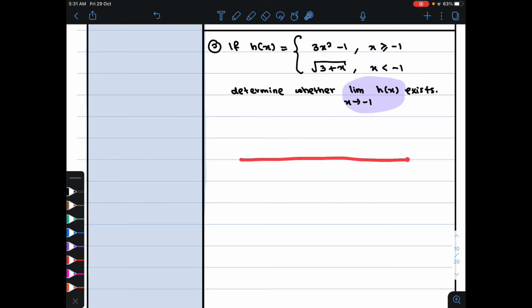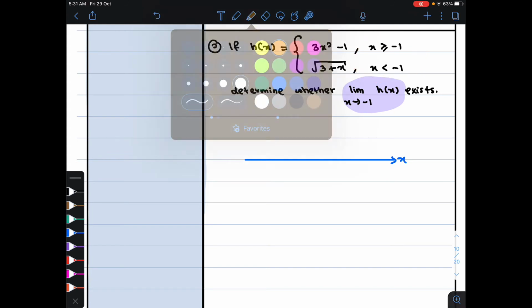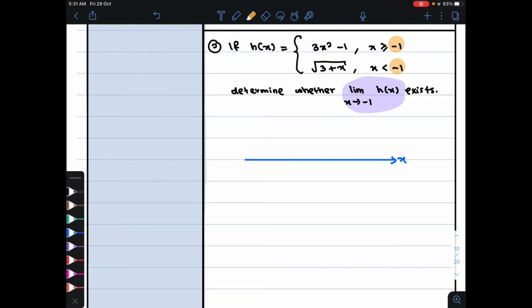So just imagine that you have the x-axis. Next, look at the values of x that we have. The only value of x that we have is -1, so put -1 in the middle. Let's do the first function.